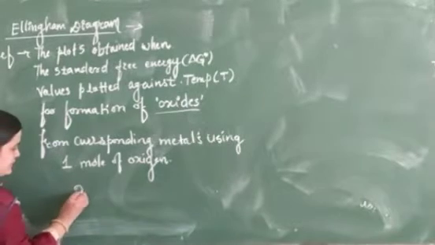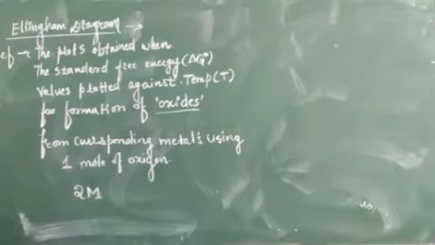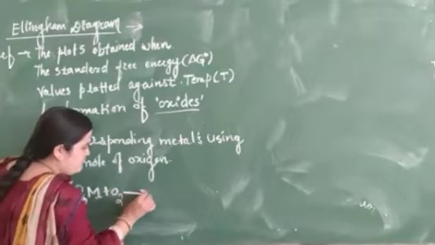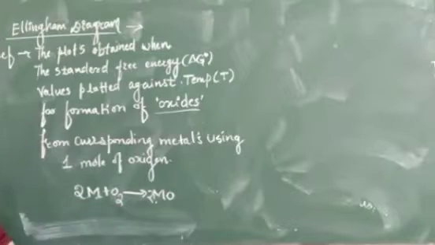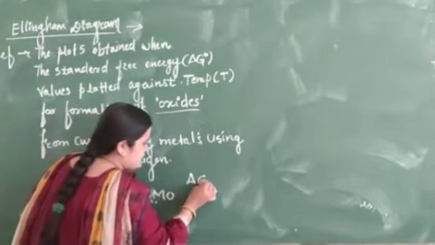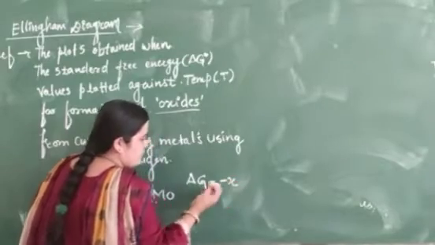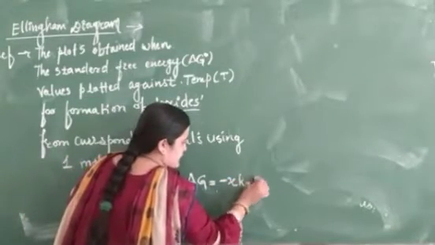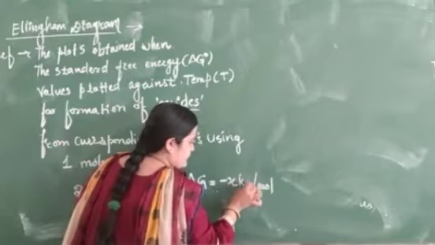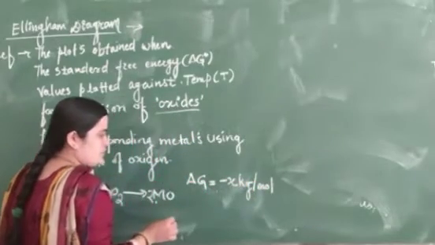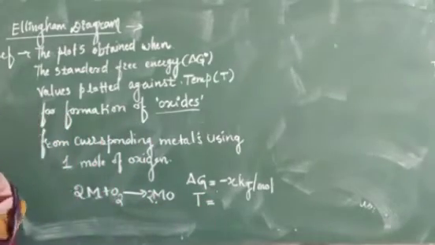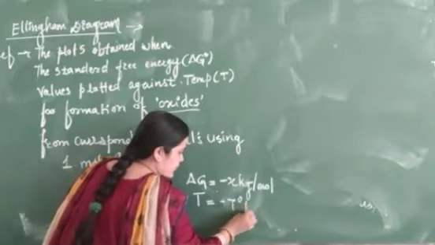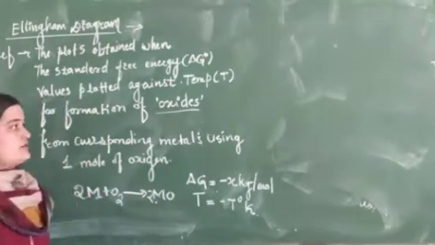Just see here. Okay, these are our metals. Consider plus O2. What is going to form? Metal oxides are going to form. And for the formation of this particular metal oxide, how much delta G value is required? Consider maybe it is minus X kilojoule per mole. And here any temperature is considered, T0 K, in the form of Kelvin itself.